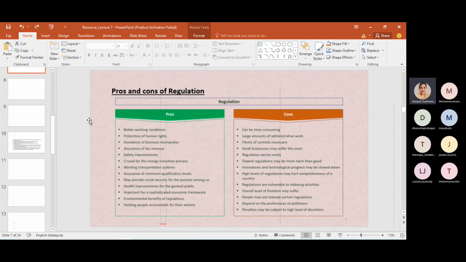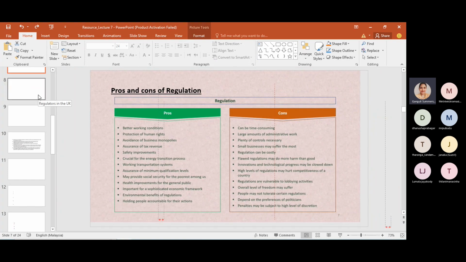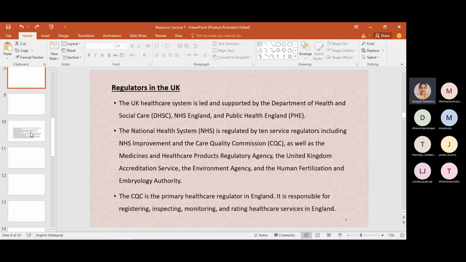Okay, and in the slide you can see both advantages and disadvantages. Now we can see what the regulators in the United Kingdom are. Here we are talking about health and social care related regulators. Why are we learning specifically about the regulators in the UK? Because this is a UK qualification. Even in the syllabus, you are supposed to learn about the regulators not in Sri Lanka, but the regulators in the UK.